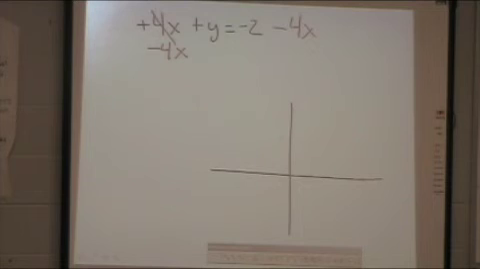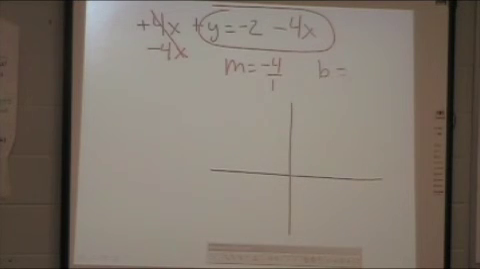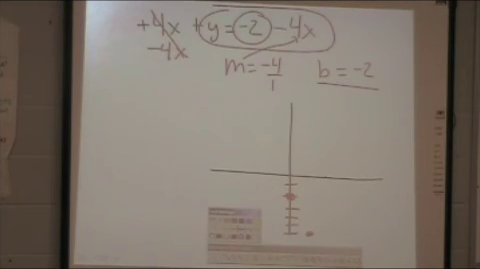Now, this goes away, leaving me y equals -2 minus 4x. My slope equals -4/1, because your slope always has to be a fraction, and my y-intercept is negative 2. Okay? Remember, the slope is always the number next to x. Now to graph this, I do my y-intercept negative 2, and then I go down 4 more because my rise is negative 4 and my run is 1. And then I'm going to connect these 2 points. And there's the graph of the equation 4x plus y equals negative 2.